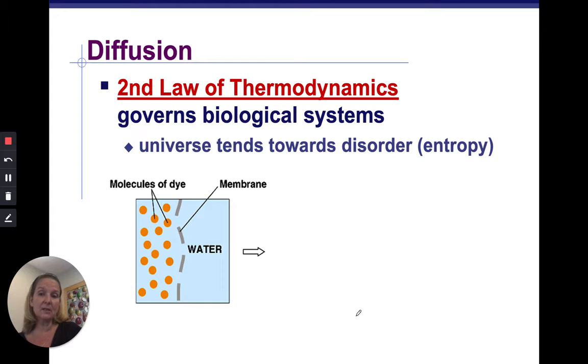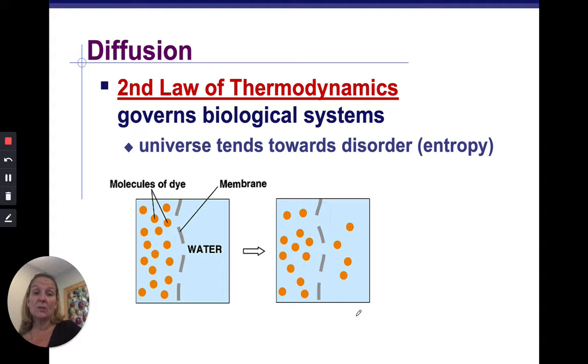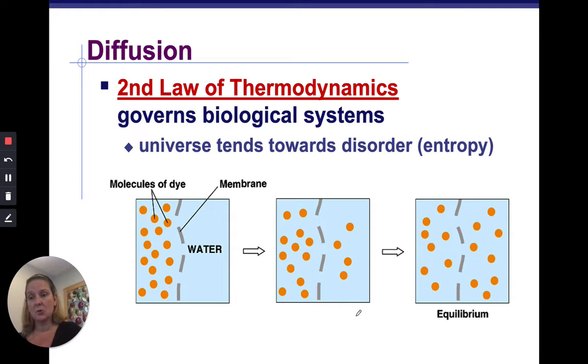So if you see in this picture here, we have these molecules of dye that are in high concentration on the left side and no concentration on the right side. And they're in an aqueous solution. So there's water on both sides, and you could actually say there's more water on the right side and less water on the left side. And what's going to happen is that the molecules of dye are going to spread out due to the second law of thermodynamics until they've reached some sort of equilibrium.